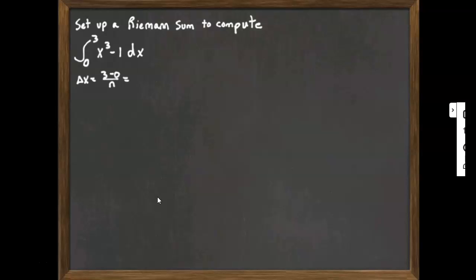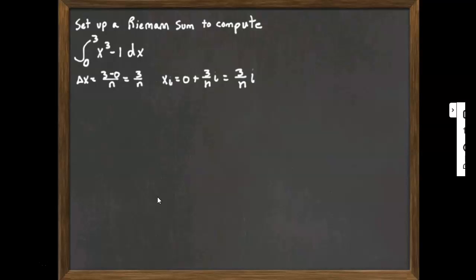So we begin by computing delta x, that's the width of the interval. So it's from 0 to 3, so 3 minus 0 over n should be 3 over n. And then remember, xi is just going to be your starting point plus the delta x times i, which in this case would just simplify to be 3 over n i.